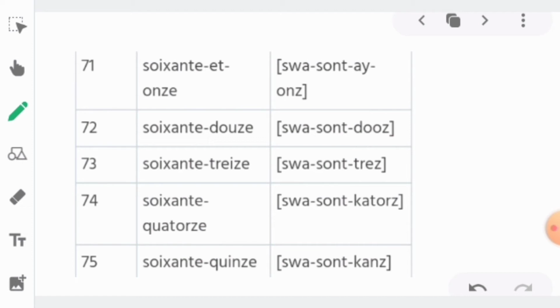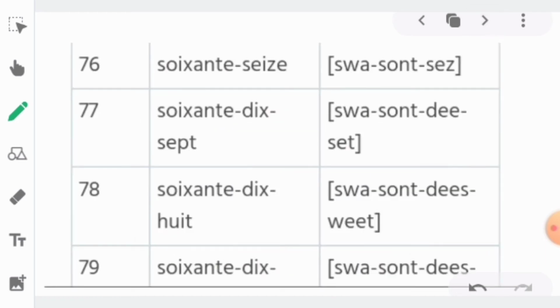Next for 75 it will be 60 plus 15, it means 60 ke liye soixante and 15 ke liye quinze, toh soixante quinze, SOIXANTE, and for quinze it will be QUINZE, okay. Now similarly for 76 it will be 60 plus 16, toh 60 ke liye soixante, and for 16 it will be seize, toh soixante seize, okay, and there will be a dash in between, okay, you should remember it.